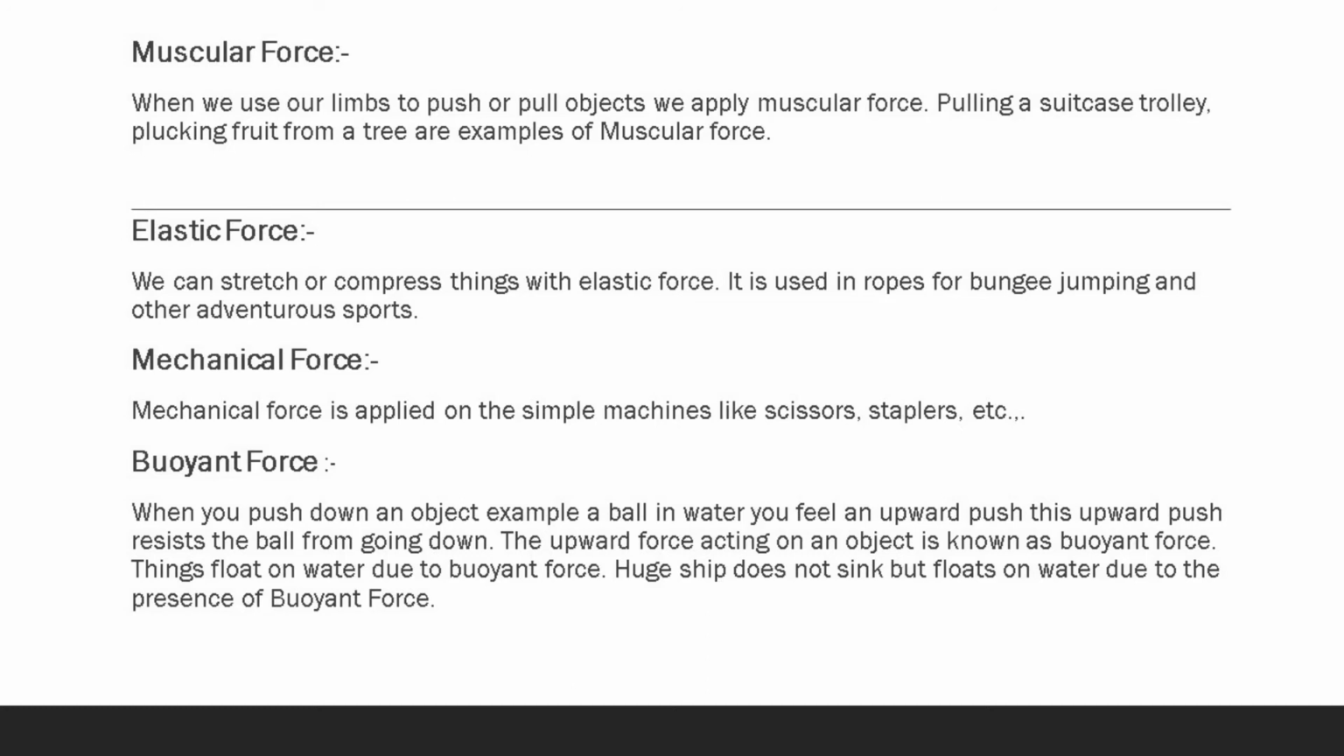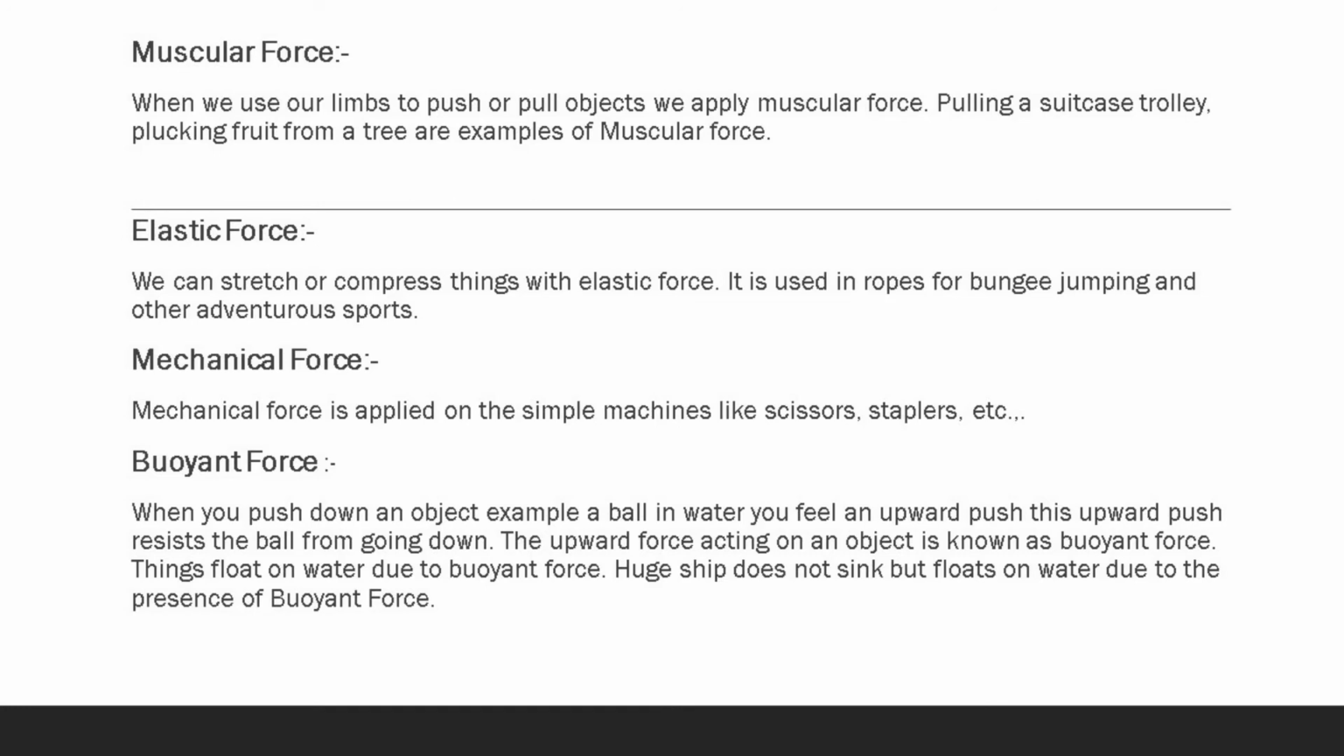Mechanical force is applied on simple machines like scissors and staplers. When we are using small simple machines, the mechanical force is applied, and this force is known as mechanical force.